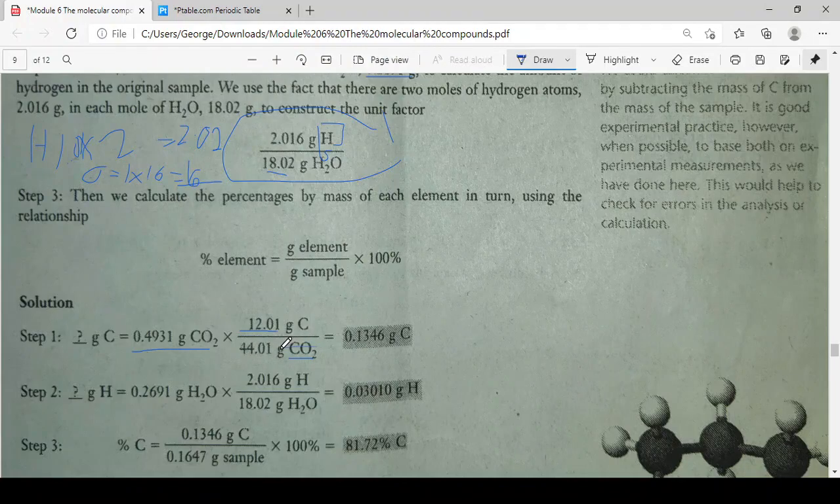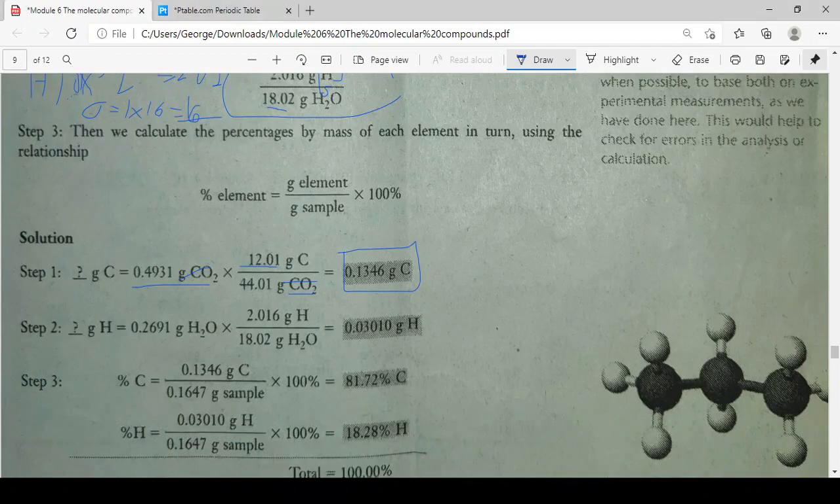Cancel all like units as usual. All the units on top and bottom that are the same, we cancel. After that, simply multiply and divide, following the MDAS rule. Never forget it, kids. 0.4931 multiplied by 12.01 divided by 44.01 is now equal to 0.1346 grams of carbon.